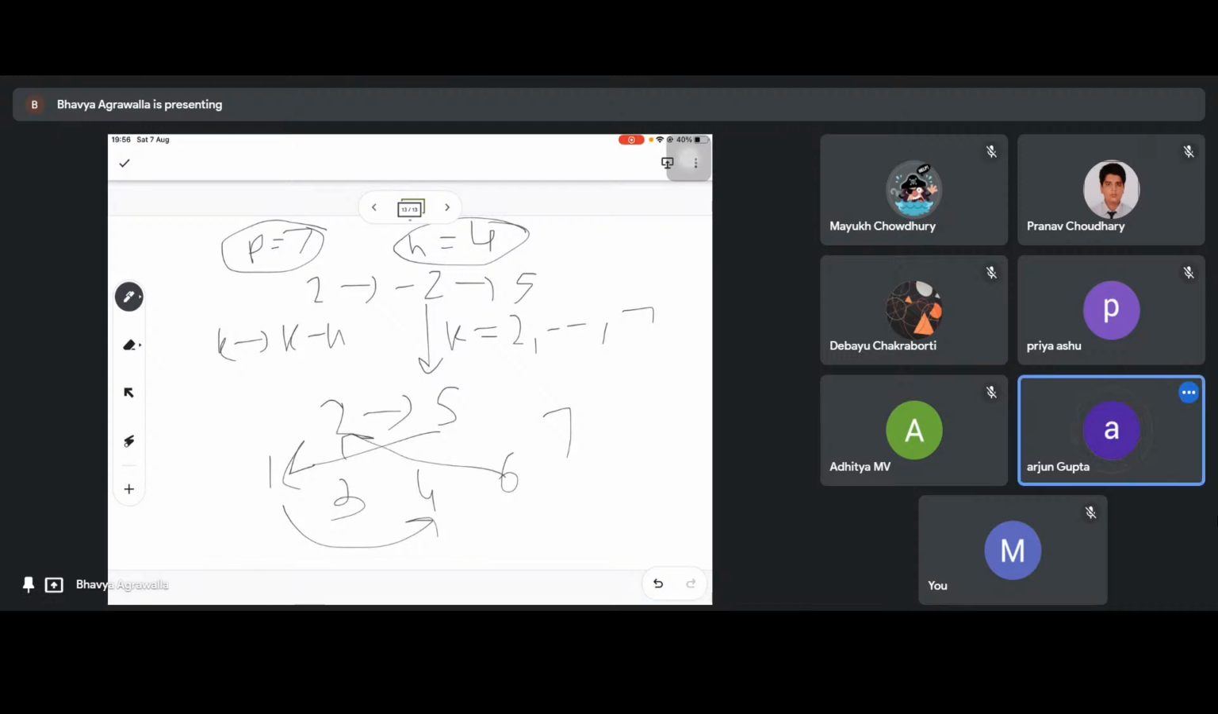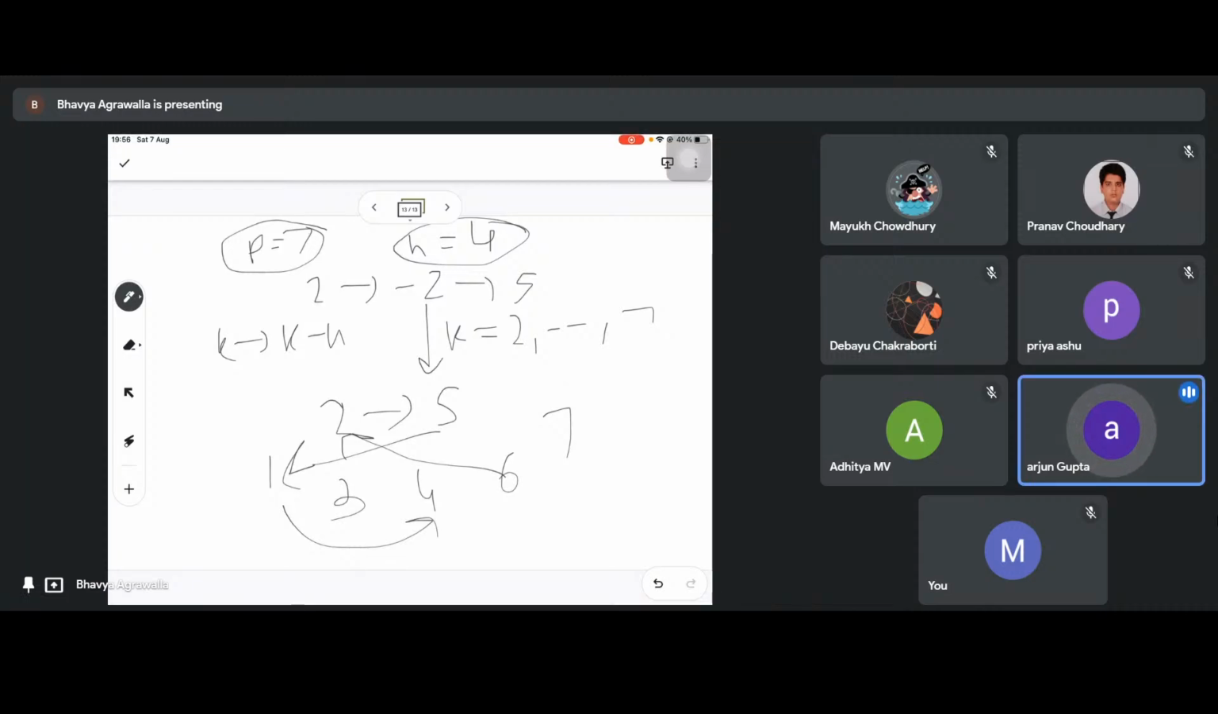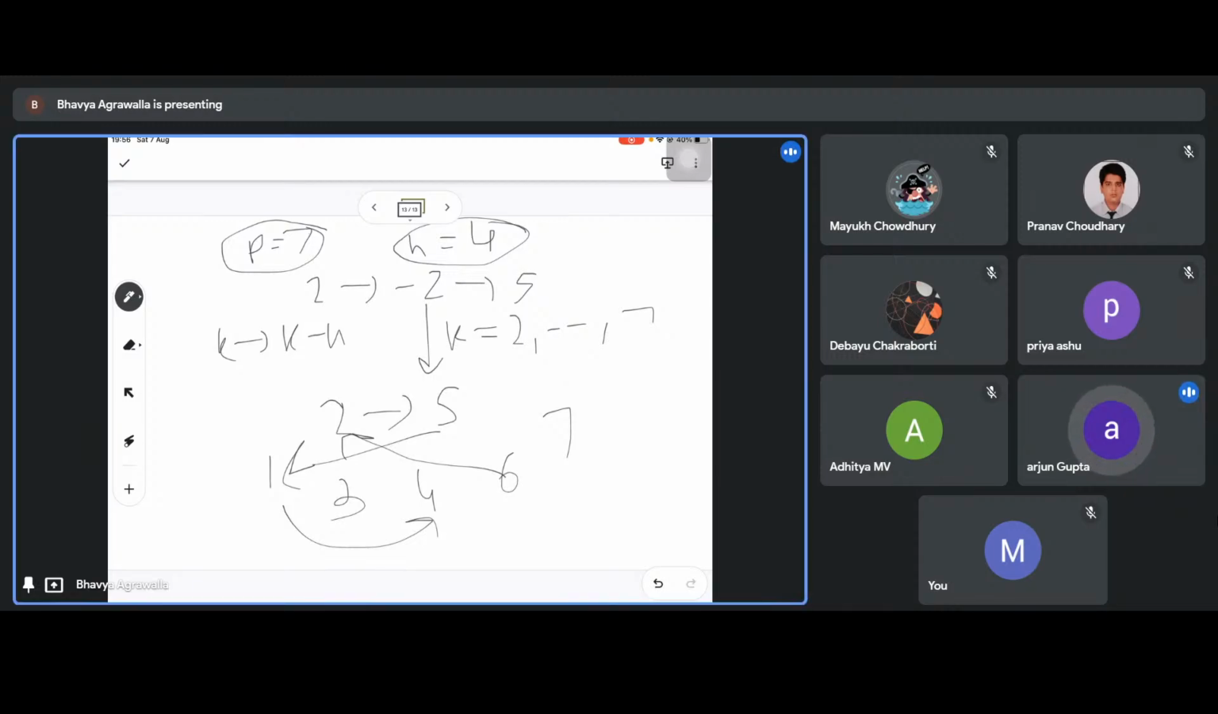So among this, 6 must return to 1. Why must 6 return to 1? Oh, sorry. 6 will return to 1 only if we have covered all the other numbers. This can be proven because GCD of n comma p is equal to 1. So yes, we are done.